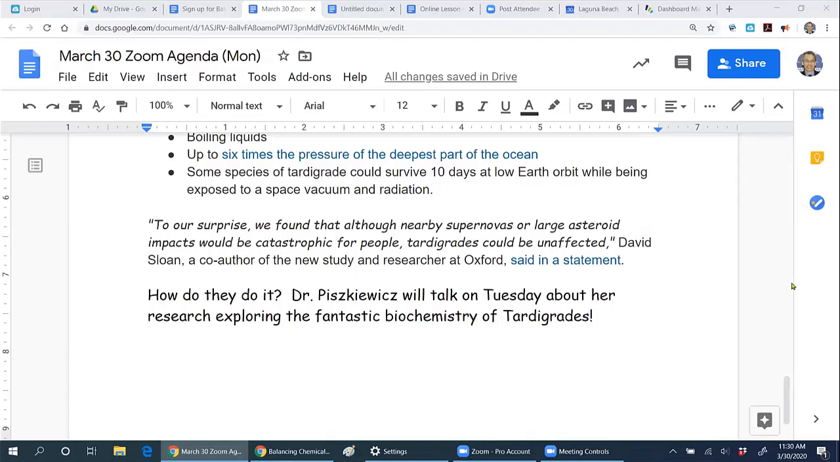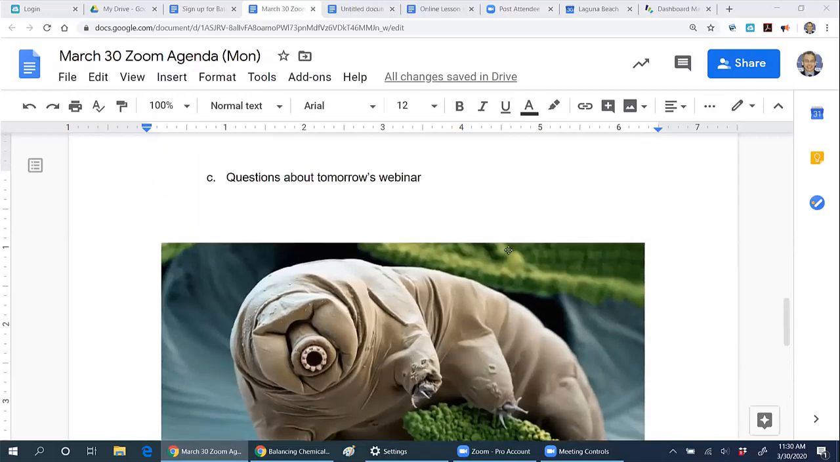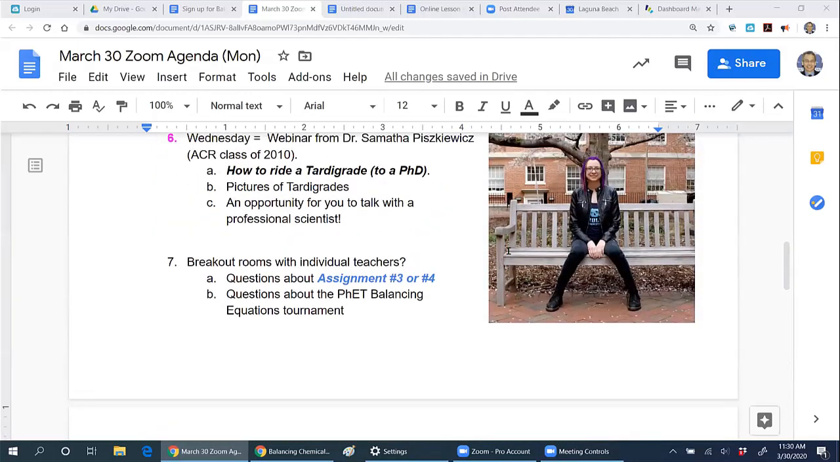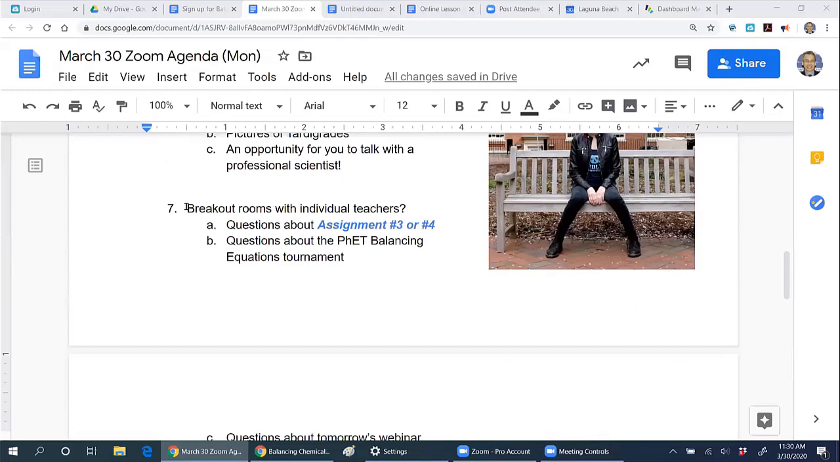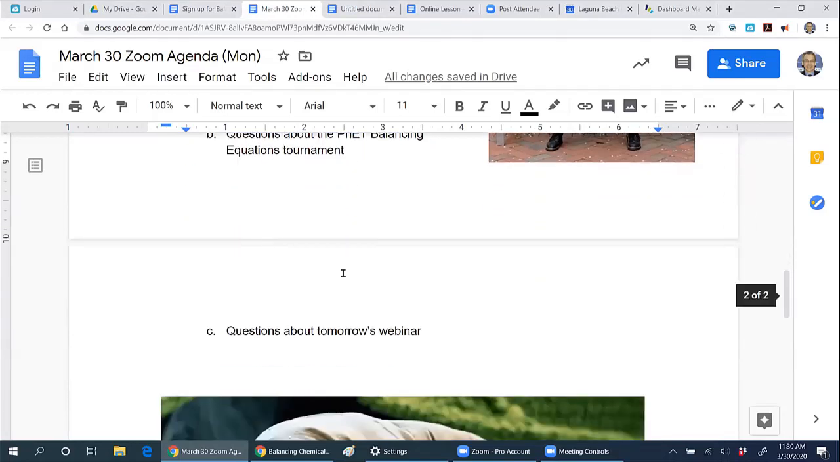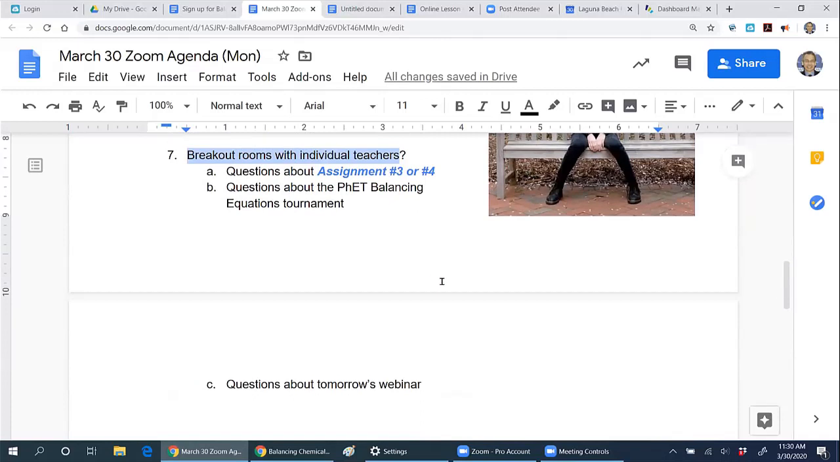All right, I am not seeing any raised hands. So let me go back to my agenda. Okay, so now, number 7, breakout rooms with individual teachers. So this will be an opportunity for you to be unmuted and talk with each other and talk with your teacher. You may have questions about any of the things I've talked about, or you may just want to chat and say, how was your weekend? But let's do that now.